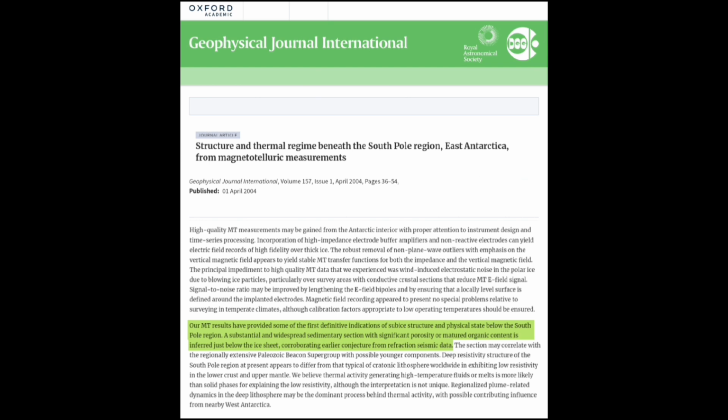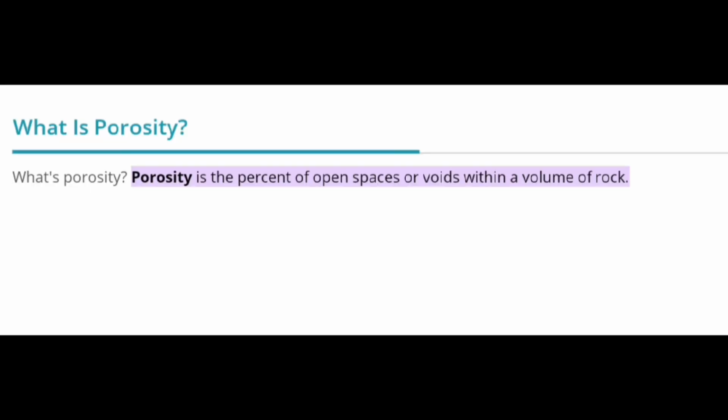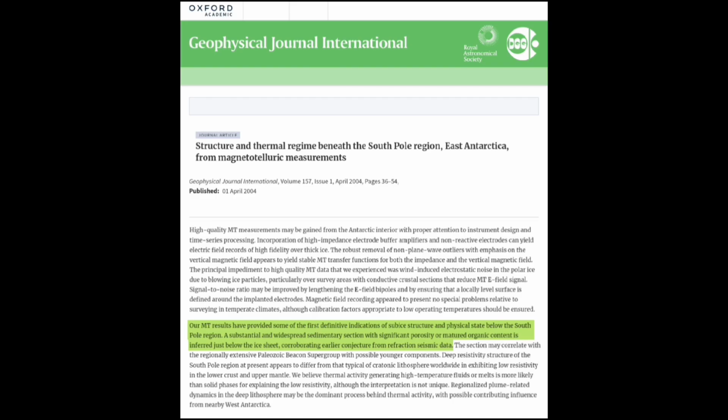Now, in geological terms, porosity is referring to the percentage of open spaces or voids within a volume of rock. So basically, porosity is the amount of open space within rock. And again, they're saying that based off of their results, there is definitive indication of a substantial and widespread sedimentary section below the South Pole region with significant open space or voids. And they're saying that they're already seeing this from earlier seismic data that had already been collected from this region. That when seismic waves hit this region, they were refracting as if they were hitting some sort of open space.